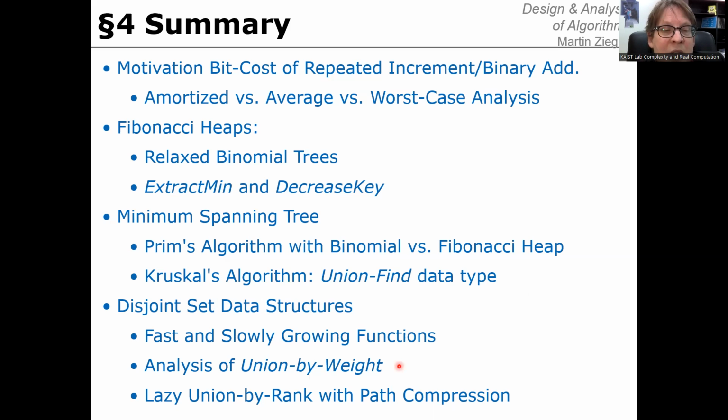Then we discussed the union by weight heuristic, and we saw that this is not just a heuristic, but actually results in an acceleration of the amortized performance of this data structure to logarithmic cost, because it is very rare for a union operation to be expensive repeatedly.